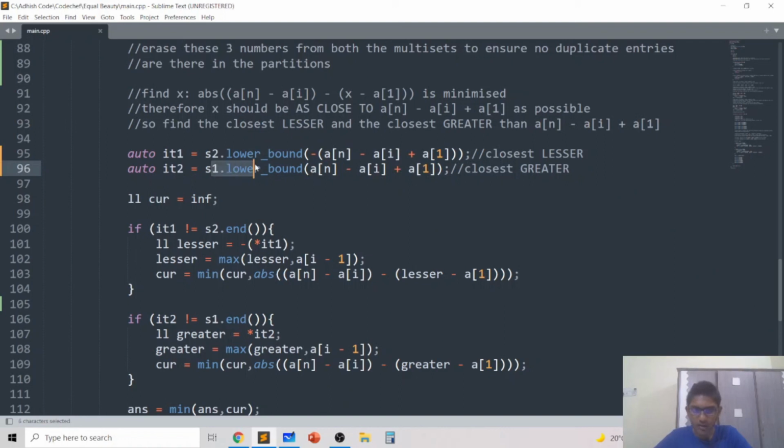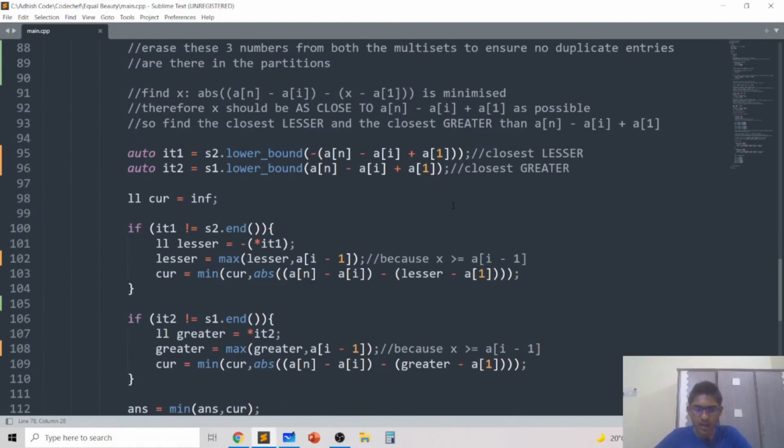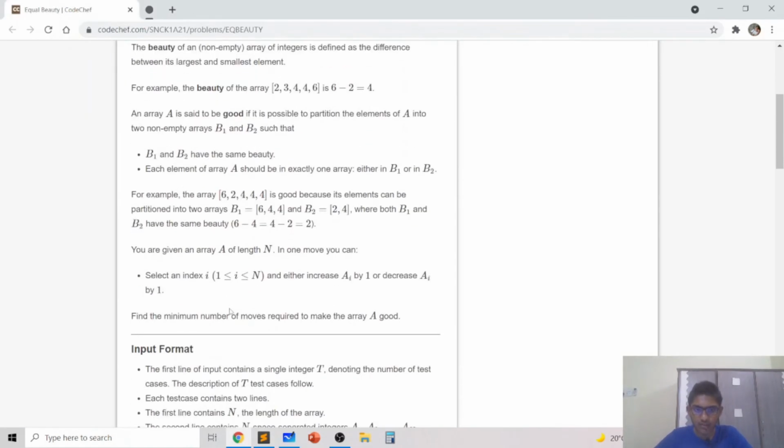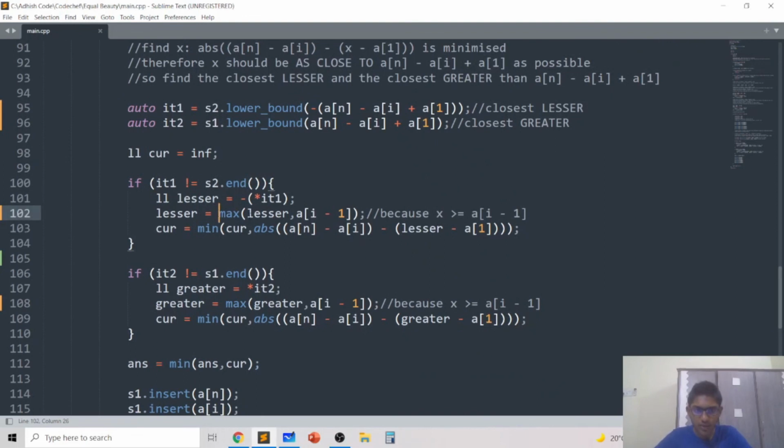iterator of set 1. And we take lesser to be the maximum of lesser comma ai minus 1 because x should be greater than or equal to ai minus 1, and hence we always need to take the maximum with ai minus 1. Only then can we ensure that 1 through i minus 1 are contained in partition 1, and that's essential because we need to ensure that all elements go to either partition 1 or partition 2, and hence we do these two operations.